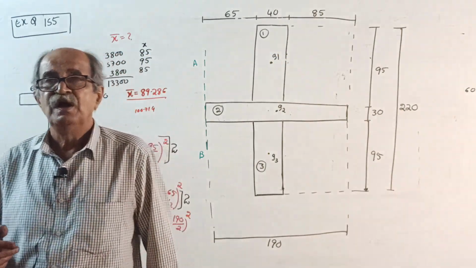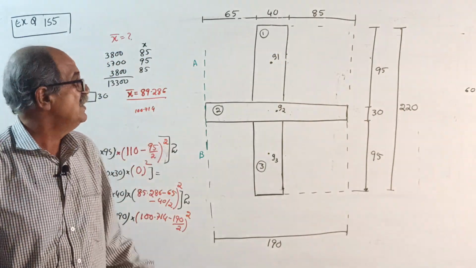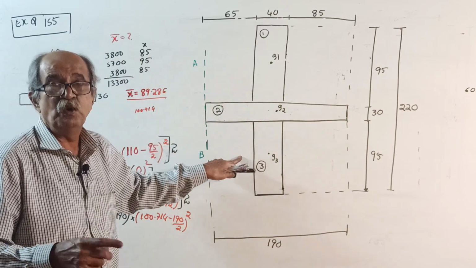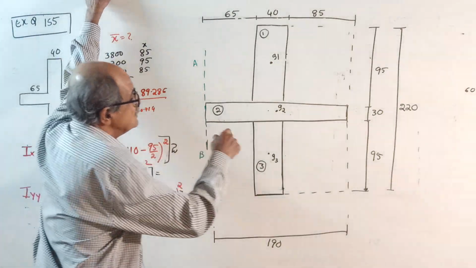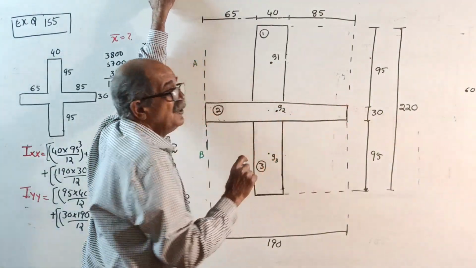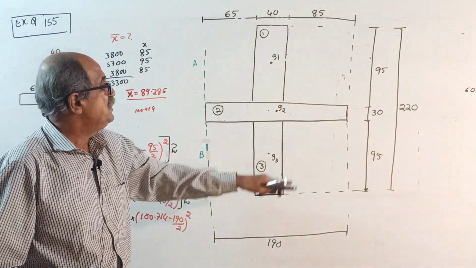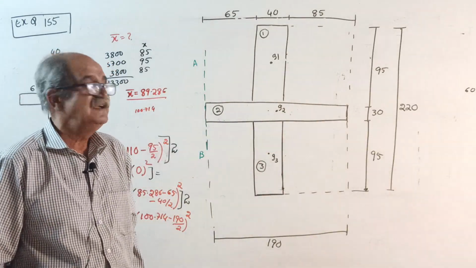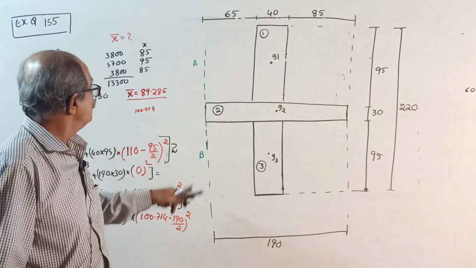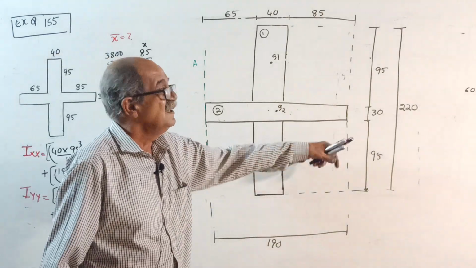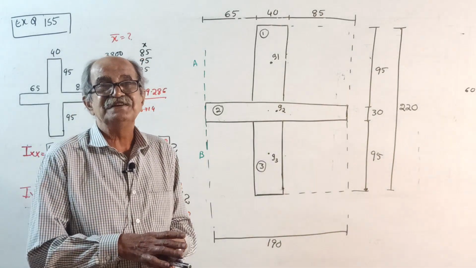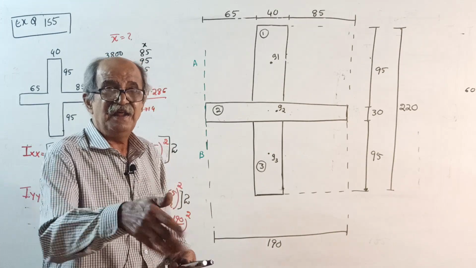Question 155. I removed the question because I solved 155 and 156 both in a single stretch. What happened was, in the last question, this thickness was given as 50 mm. I took it as 60 mm by mistake. Then when I finished and looked at the sketch, I realized the wrong entry. Then I cannot delete that much, so I decided to re-record.